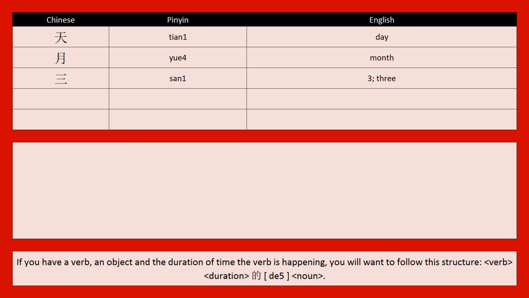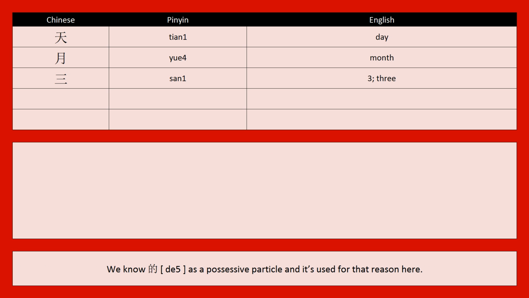If you have a verb, an object, and the duration of time the verb is happening, you will want to follow this structure: verb, duration, 的, noun. We know 的 as a possessive particle and it's used for that reason here. In English, we also use this structure, for example, to do a day's work, but it's less common.